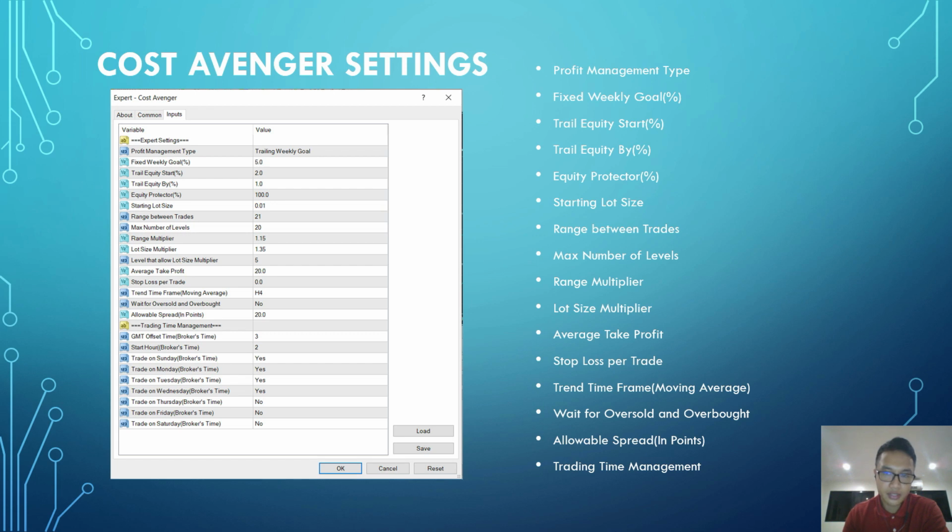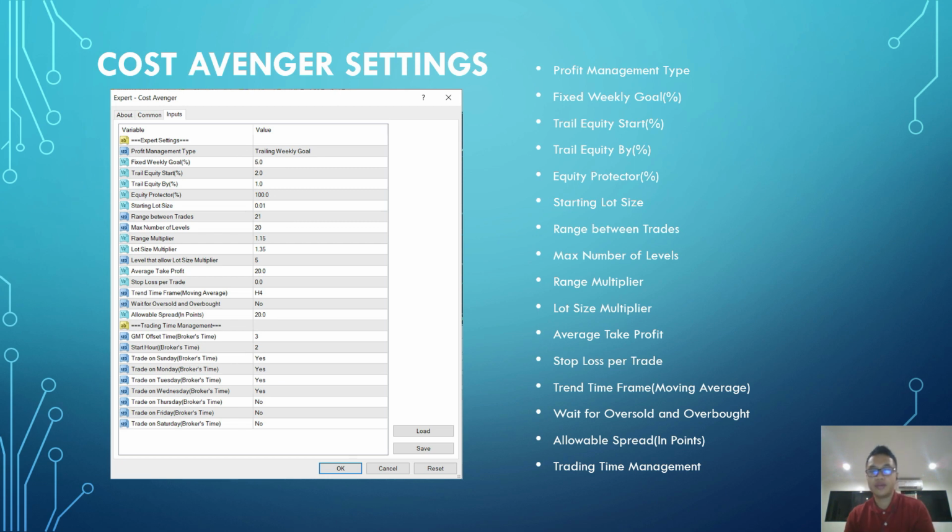So we also have the starting lot size, and starting lot size is the first lot size that the robot will put when it orders a trade. We have also range between levels, or range between trades. Later on I'll discuss more about that. Max number of levels is the max number of trades for a certain pair that a robot will take. We have the range multiplier, the lot size multiplier, the average take profit.